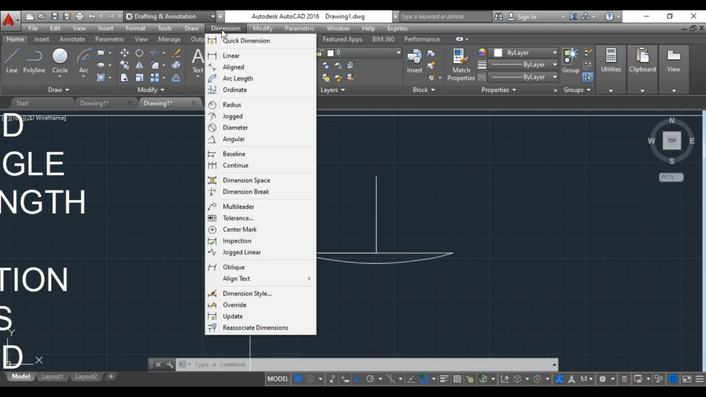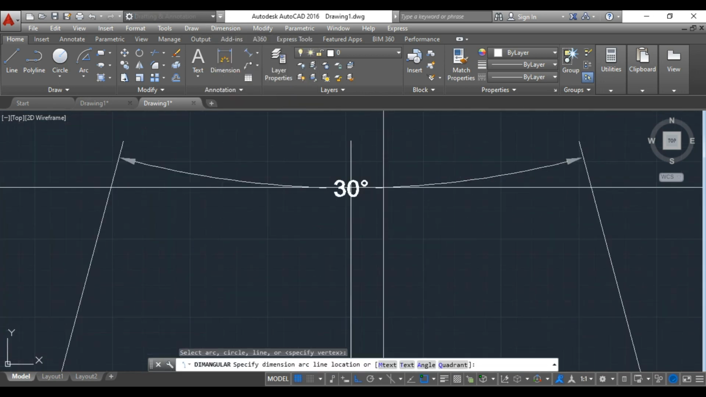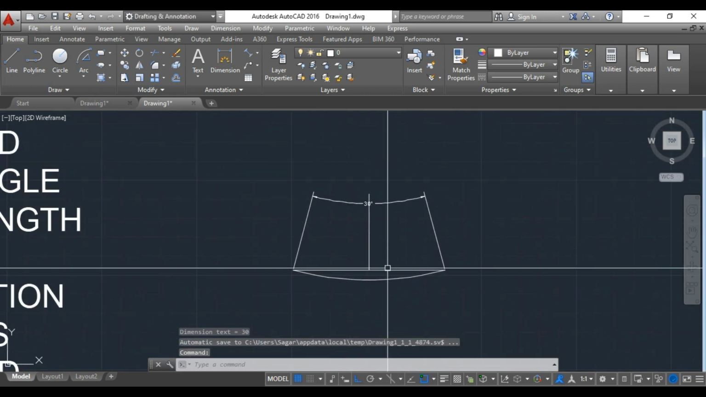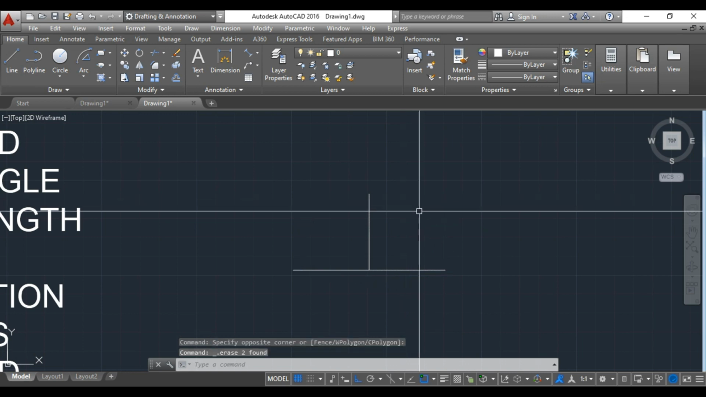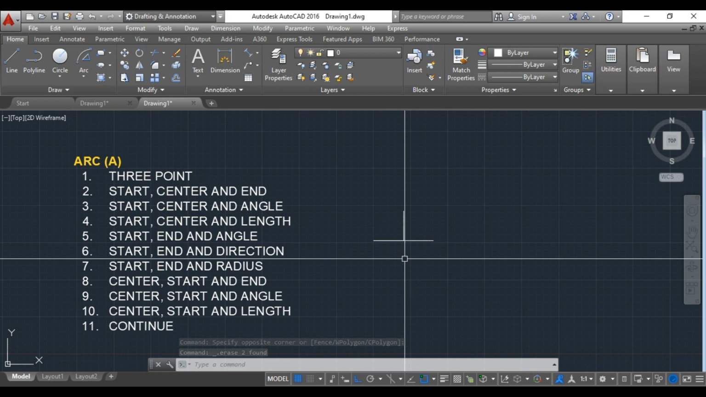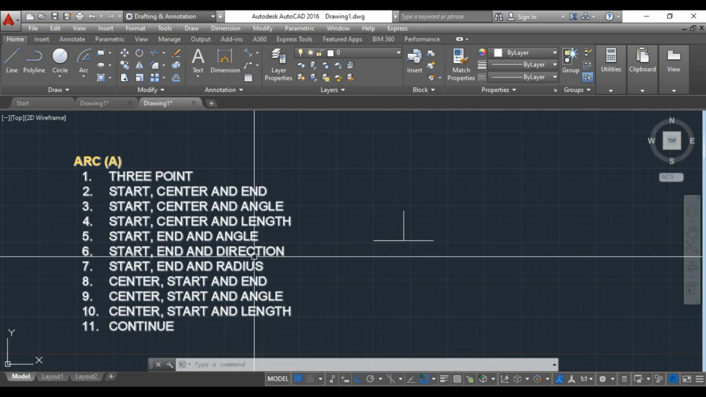If you want to check that one, you come to the dimension, and under the dimension angular is there. You just select this one and you are going to get the 30 degree angle. Right, so this is how we are going to draw an arc. Whenever they ask you to draw an arc with an angle of 30 degrees, you go with this method. Here one more is there, start, end and direction.